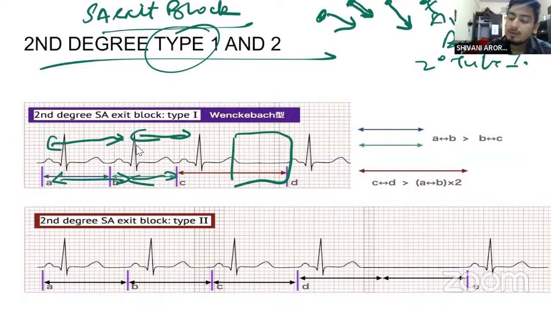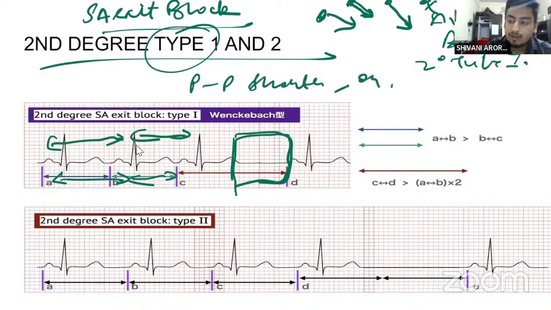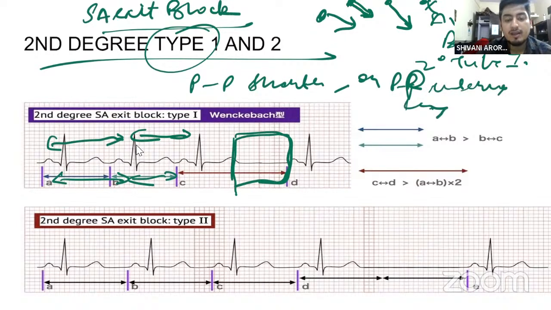Okay, so we have this PQRST, PQRST, PQRST, and this sinus pause where there is no P wave, no QRS complex, or no T wave. Okay, and in this there is PP interval shortening or PP interval lengthening, which is followed by a skipped PQRST or skipped cardiac cycle, we can say. So this is second degree type 1 SA exit block. This is also known as Wenckebach phenomena as in AV block.